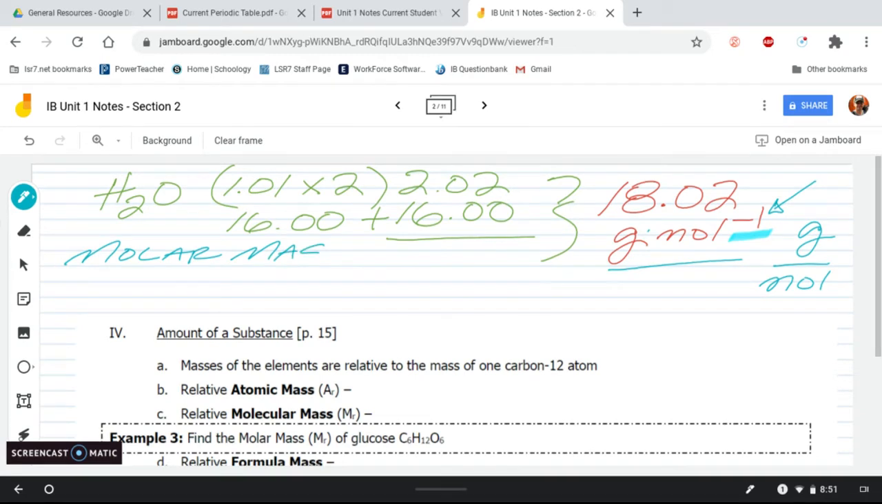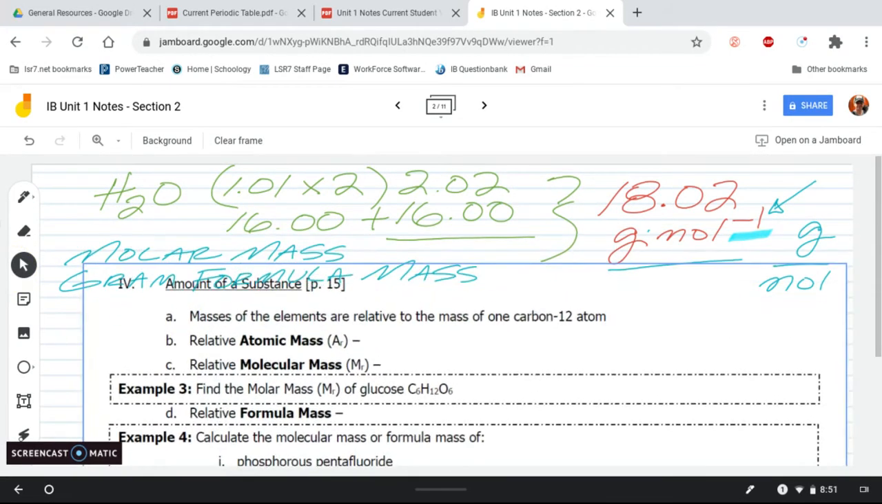That's another term for the same thing. It can also be called gram formula mass, but the ones that I've given you are the ones that you're going to see in the IB textbook, in some of the homework, things like that. But they're really interchangeable. Molecular mass, molar mass, gram formula mass, and then formula mass are all very similar.